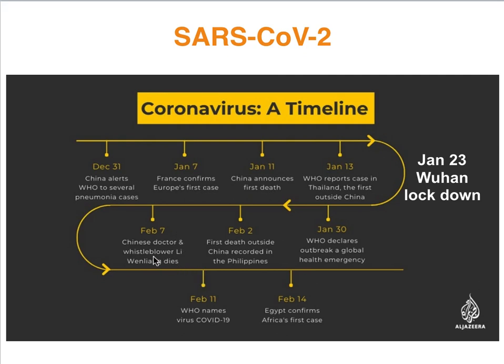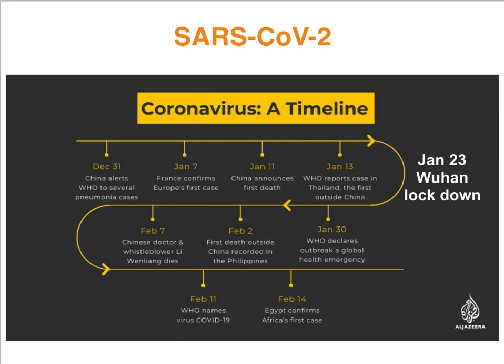Up until then, the virus was known as the Wuhan coronavirus. But the WHO on February 11th decided that the virus should have a different name that wasn't related to its location. So the virus itself was called the SARS-CoV-2 virus, and the disease it causes was known as COVID-19. February 14th, Egypt confirmed its first case, being the first country in Africa. And we now know that the WHO has declared the virus as a pandemic, so it's basically spread all over the world.